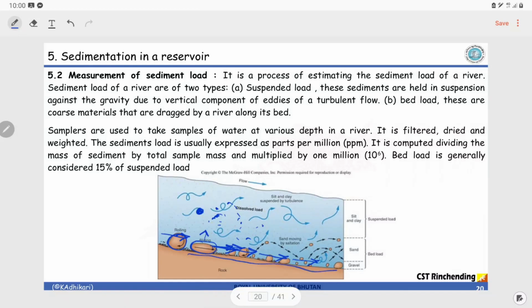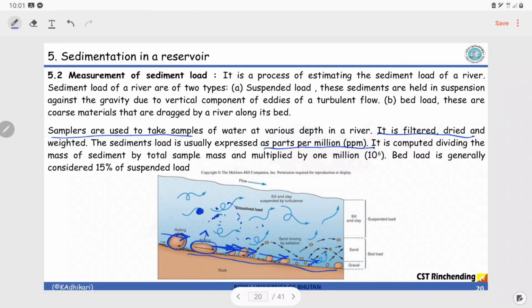And how do we measure it? We take a sample of the river at various depths, and we filter out the water. When you filter out, some sediments will remain in the filter, right? That filtered sediment is measured and weighed, and it is expressed in parts per million.